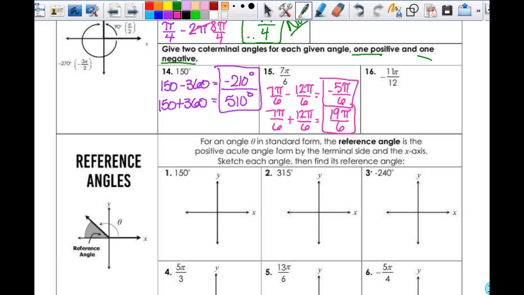What do you whisper about me? Oh, we ran out of space. I'm sorry. You can kind of squeeze it in 16. We're not going to do 16. Yay. All right.